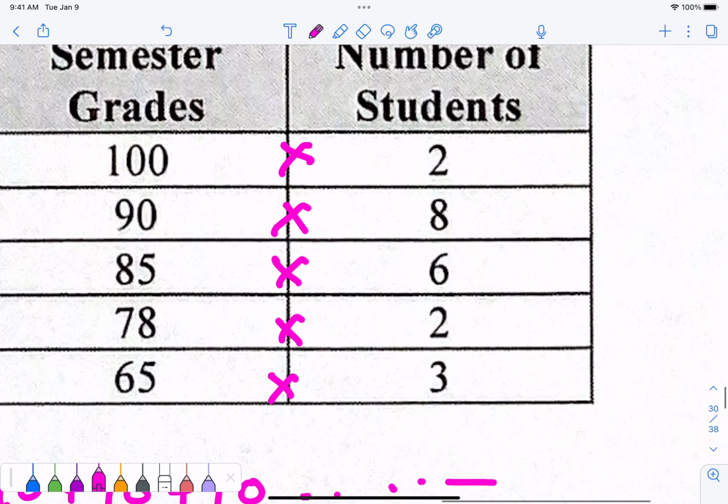What's 100 times 2? 200. Okay, you got to get a calculator out for some of these other ones. Can you do 8 times 90? Yeah. You should be able to. 720. 720, right? 72 is 8 times 9. Okay, 85 times 6, I don't know what that is.